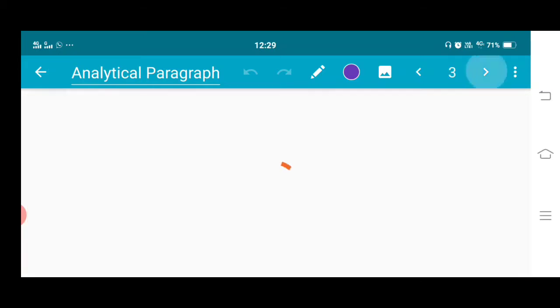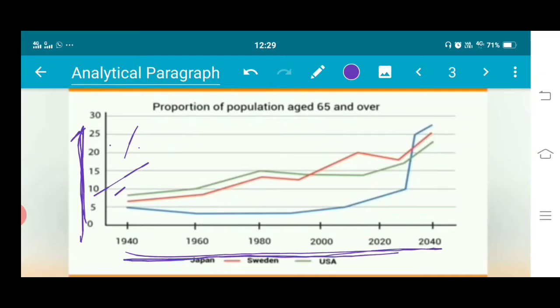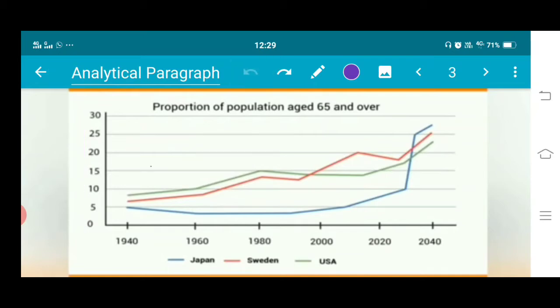Now the next thing we have to see, we have to have a close look. We have to study this line graph or bar graph or whatever. Right now we are doing the line graph. So let's see. On the y-axis here we have the percentage of the people, right? And on the x-axis we have the years, right? So here we have to notice two very important things: from the starting, the initial stage, what is the result, and at the final stage what is the result, right?